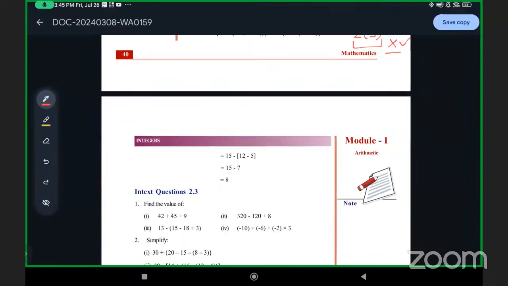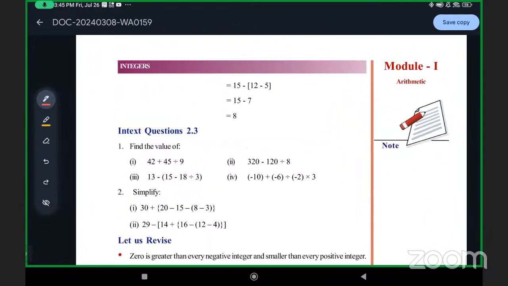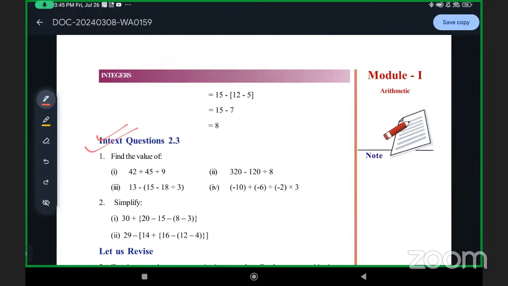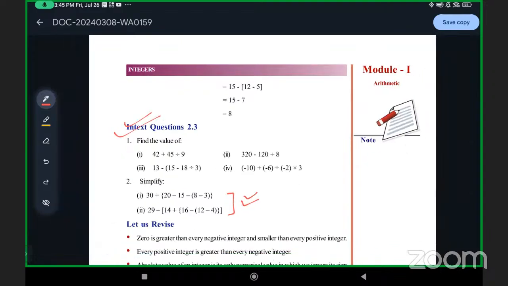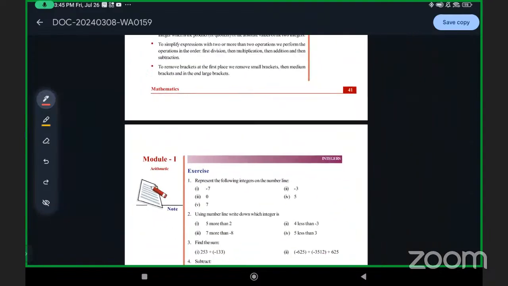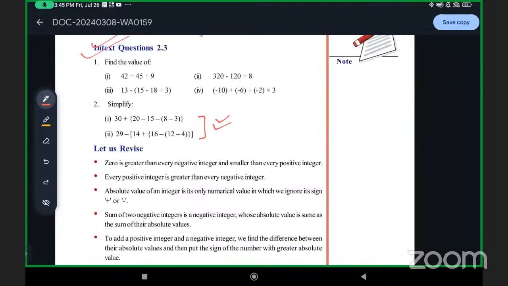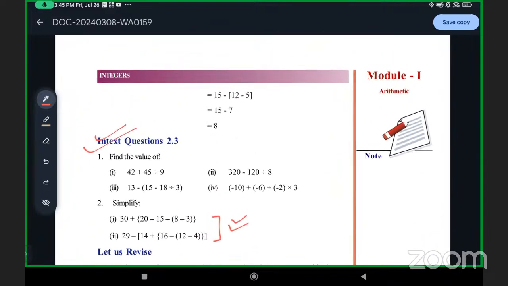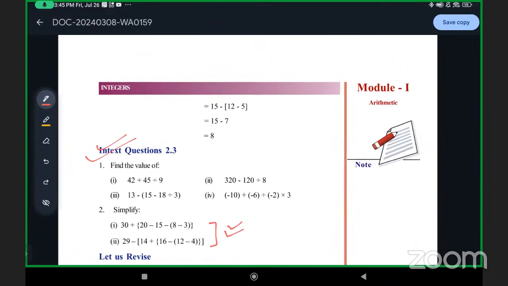So then you have index questions 2.3. Check these out today. These you have to solve by solving the bracket series. Okay. Second one, simplify. With this, we have finished with our chapter. Backup of chapter 2, we have finished.